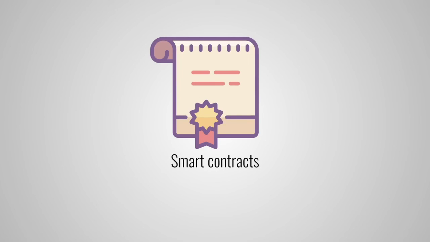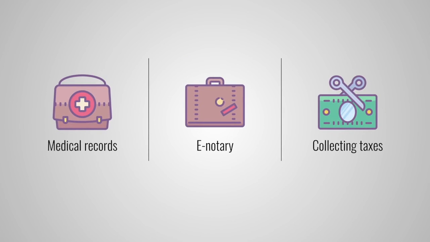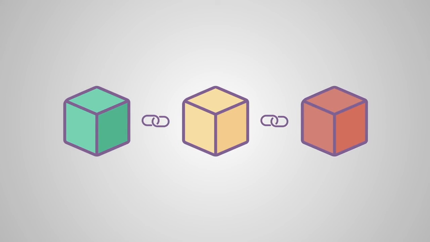The creation of blockchain technology piqued a lot of people's interest. Soon others realized that this technology could be used for other things, like storing medical records, creating a digital notary, or even collecting taxes. So now you know what a blockchain is, how it works on a basic level, and what problems it solves.